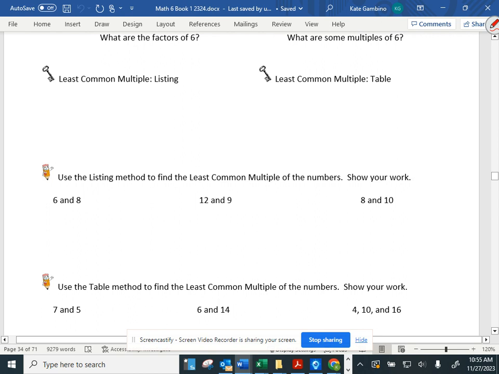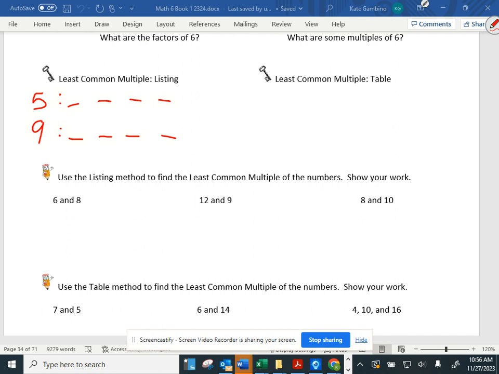where we might have 5 and 20, and we would list out all of our multiples. Well, let's not do 20. Let's do 5 and 9, listing out 5 times 1, 5 times 2, 5 times 3, 5 times 4, 5 times 5, 9 times 1, 9 times 2, 9 times 3, 9 times 4, 9 times 5. List them out until you find the smallest multiple that they both go into. Or you could do that table method.